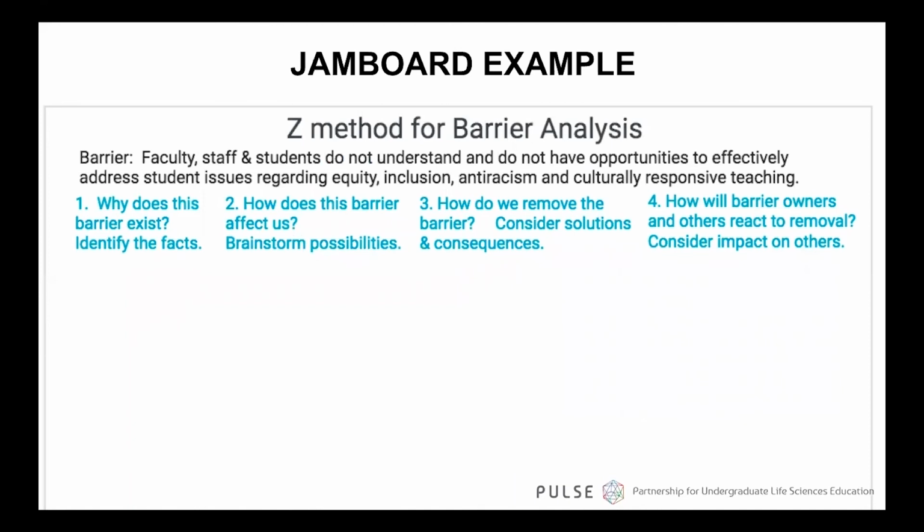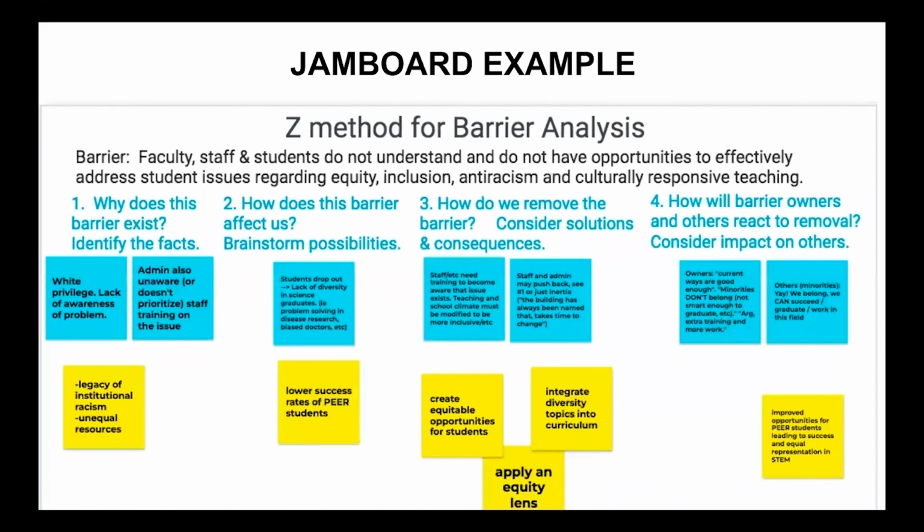Here is an example of a template for Jamboard, looking at a particular DEI barrier from a virtual ambassador training program. And this is how that small group organized the report out on Jamboard by listing the stickies and organizing them and paraphrasing some of them within each of the questions within the Z method.